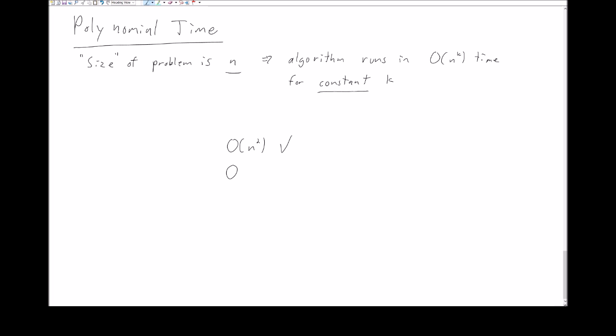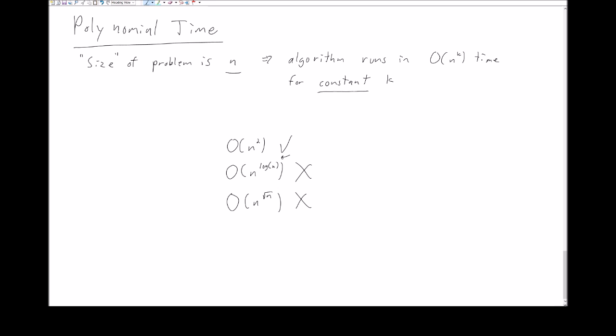But let's suppose we have an algorithm that runs in order n to the log n time. This is no longer a polynomial time algorithm because our exponent up here is not a constant. It's a function of n. Similarly, if we have an algorithm that runs in order n to the square root of n time, this is also not a polynomial time algorithm because our exponent, again, is not a constant k.